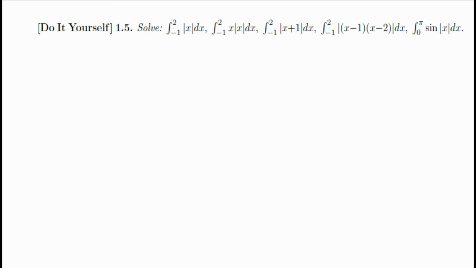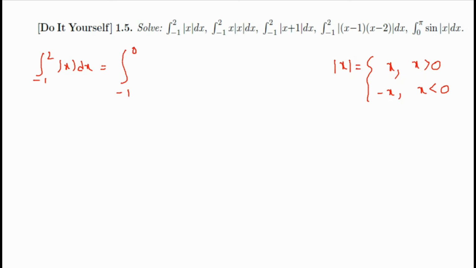Next we will discuss some special type of definite integral, and it involves the mod function. So before going to solve this problem, first we will recall the definition of the mod function. So mod x equal to x if x greater than 0, or mod x equal to minus x if x less than 0. Now for the first one, integral from minus 1 to 2 of mod x dx, we have minus 1 to 0. So this is the negative part.